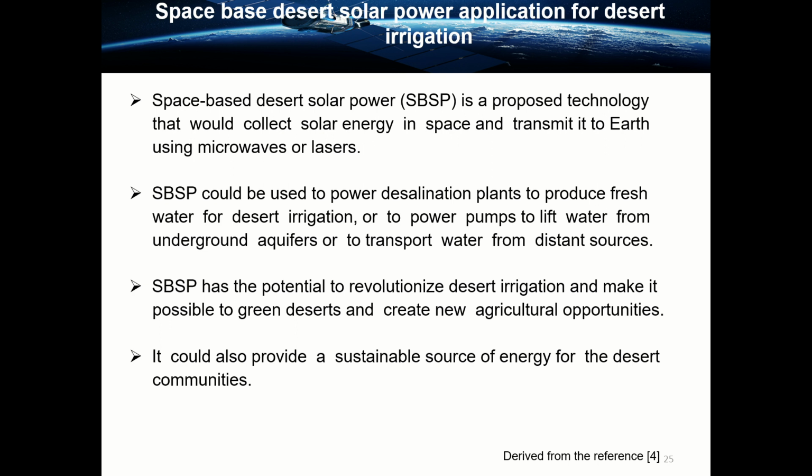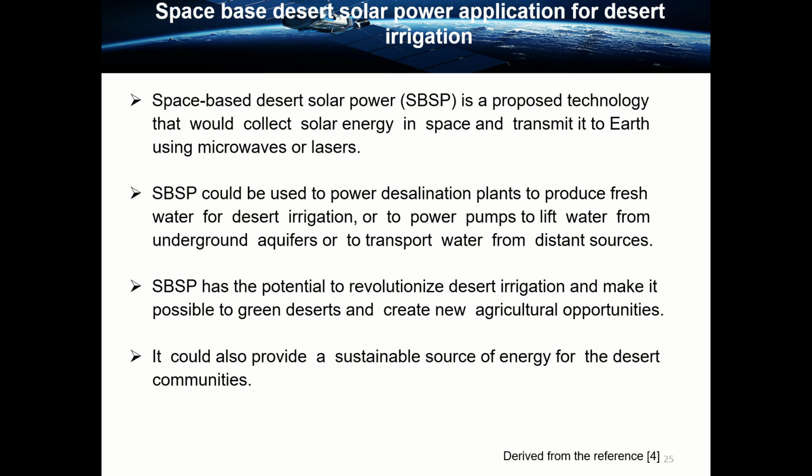Space-based solar power is a proposed technology that would collect solar energy in space and transmit it to Earth using microwaves or lasers. Space-based solar power could be used to power desalination plants to produce fresh water for desert irrigation, or to power pumps to lift water from underground aquifers or to transport water from distant sources.